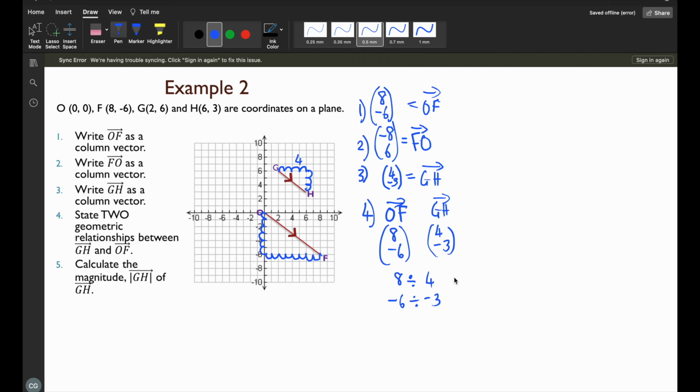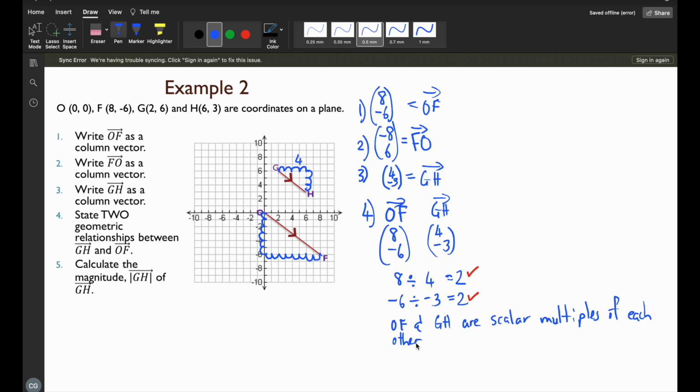So 8 divided by 4 is 2. Negative 6 divided by negative 3 is 2. So the two values here are the same. So because they are the same, I know that they are scalar multiples of each other. So OF and GH are scalar multiples of each other. Okay, so this here allows us to justify whether it's parallel or collinear.